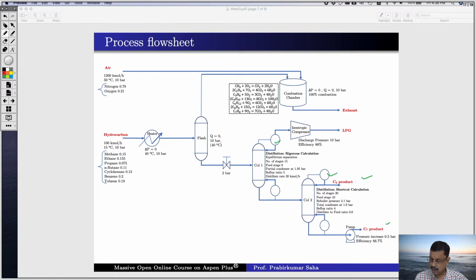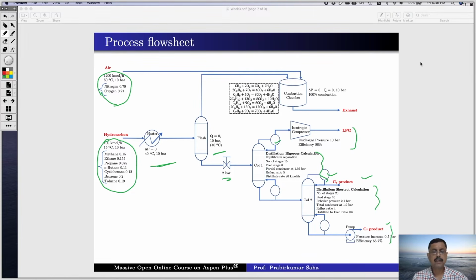Now here all the specifications are written. So while developing the Aspen Plus model in the simulation environment or the property model, you have to define all these specifications. You have to remember them, or you can take a printout of this flow sheet chart, and then you can form the model in the simulation environment.